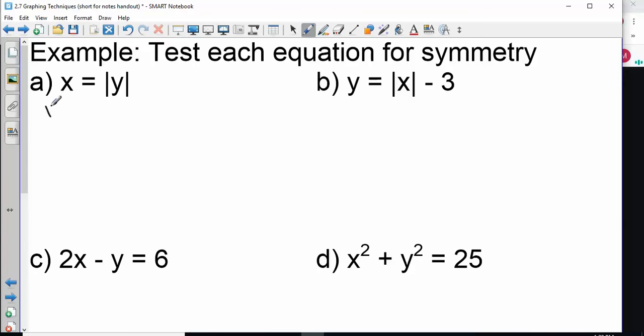So to check symmetry to the x-axis, what we're going to do is replace our y with a negative y. So if I do that, when you do the absolute value of a negative, what happens? Is that the same equation I started with? Yes. So if you do it and you get the same thing back, then it does have that type of symmetry. So this graph is symmetric to the x-axis.